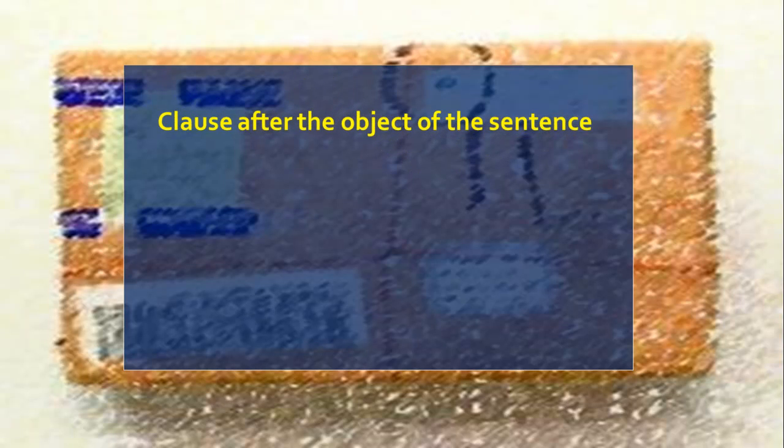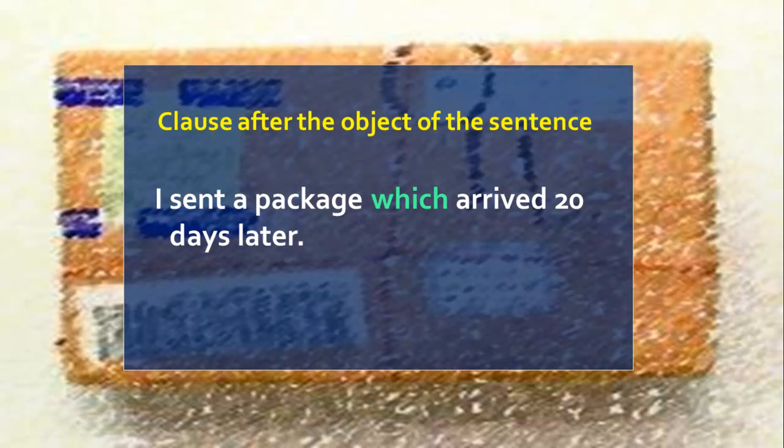Look at another example. In this situation, we have the relative clause after the object of the sentence. I sent a package which arrived 20 days later. In the sentence, package arrived 20 days later, package is the subject, so which, as a relative pronoun, is the subject of this clause. But in the complete sentence, I sent a package which arrived 20 days later, package is the object. So the relative clause, which arrived 20 days later, comes after the object of the sentence, which is package.